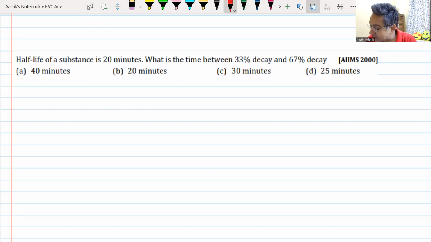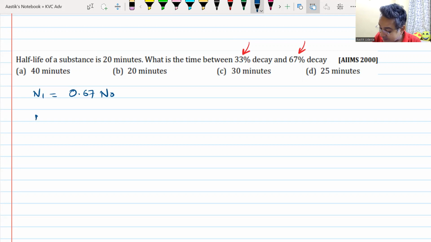The first case is given when it has decayed 33%, and the second case it has decayed by 67%. So the number of nuclei left in the first case will be 0.67 times N naught, because 33% has decayed. In the second case, the number of nuclei left will be 0.33 times N naught. Do we understand this? Well, you can see that this N2 is approximately equal to N1 by 2.